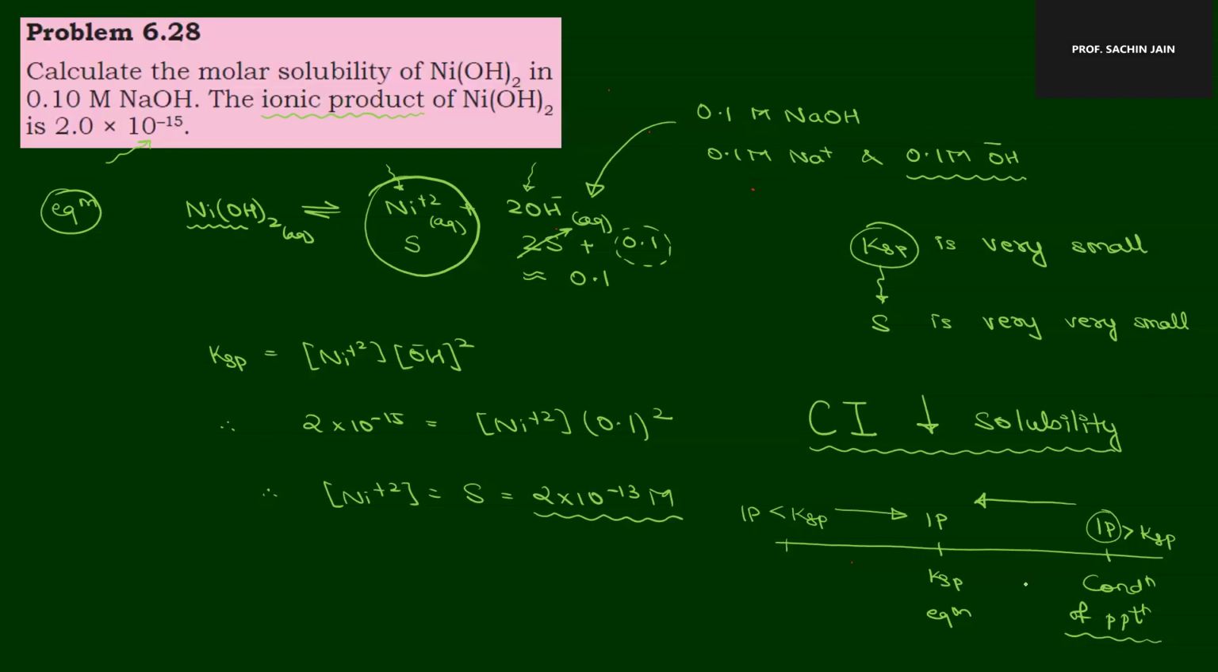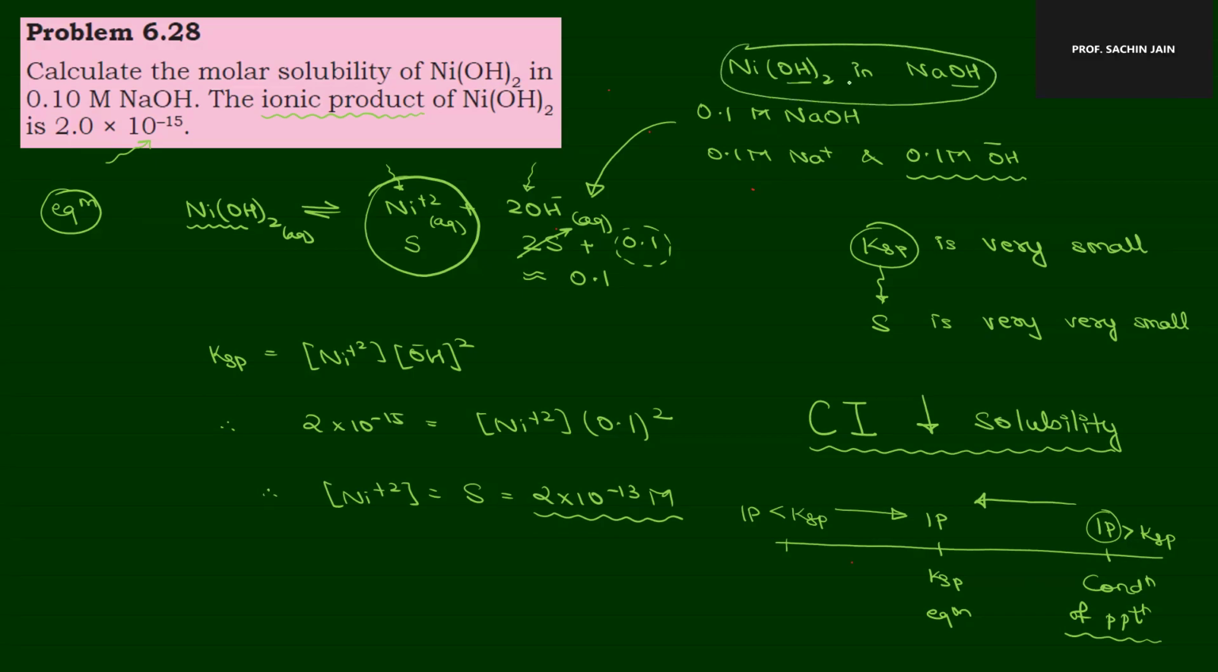Yes, go ahead. Sir, can you please explain the common ion effect again? For a sparingly soluble salt, if there is any ion which is common to the cation or anion, then the common ion effect will be applicable. So, in this question, there is nickel hydroxide which is dissolved along with NaOH. Do you see any common ion here? Yes, OH. So in this you will apply the common ion effect.